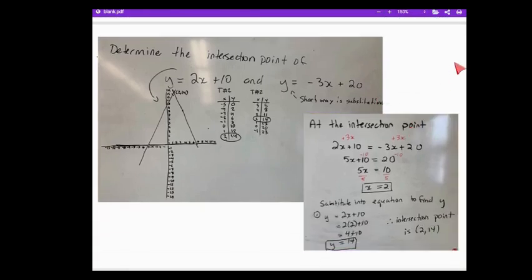The other problem we looked at today in class was how to determine the intersection point of two lines using substitution, and other methods. The two lines we're looking at in this case are y equals 2x plus 10 and y equals negative 3x plus 20. So one way to do it is to make tables of values.